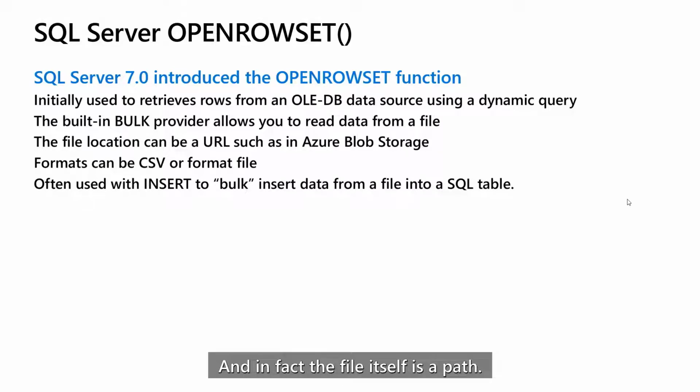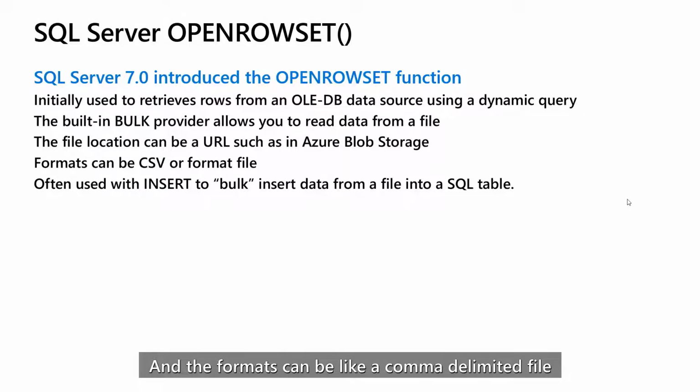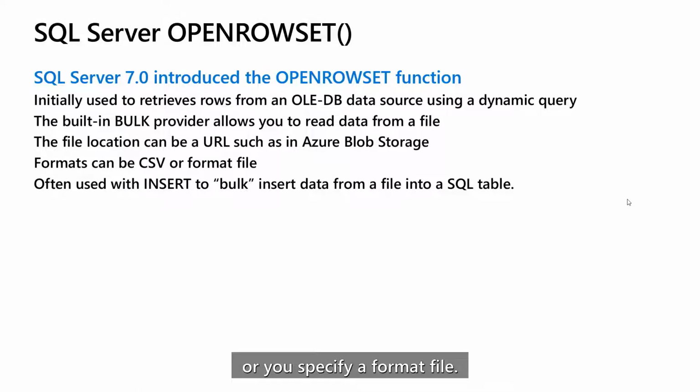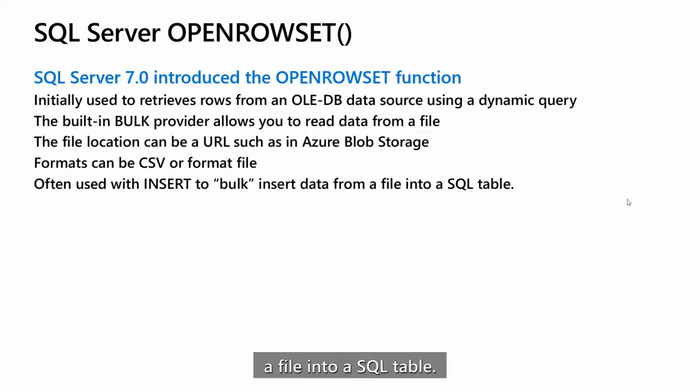And in fact, the file itself is a path. That path could be a URL, such as Azure Blob Storage. And the formats can be like a comma delimited file, or you specify a format file. This is now back in SQL 7.0. Now, this bulk provider was often used to import data. That's why it's called bulk. Folks would use the OPENROWSET function with the bulk provider to bulk insert data, reading from a file into a SQL table.